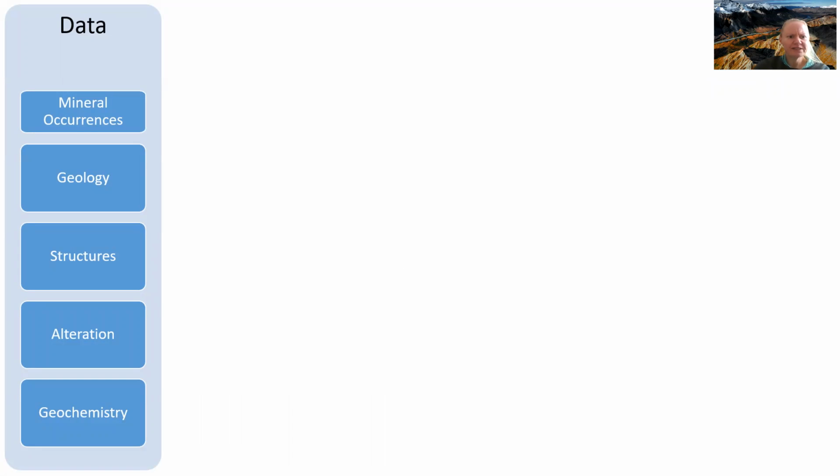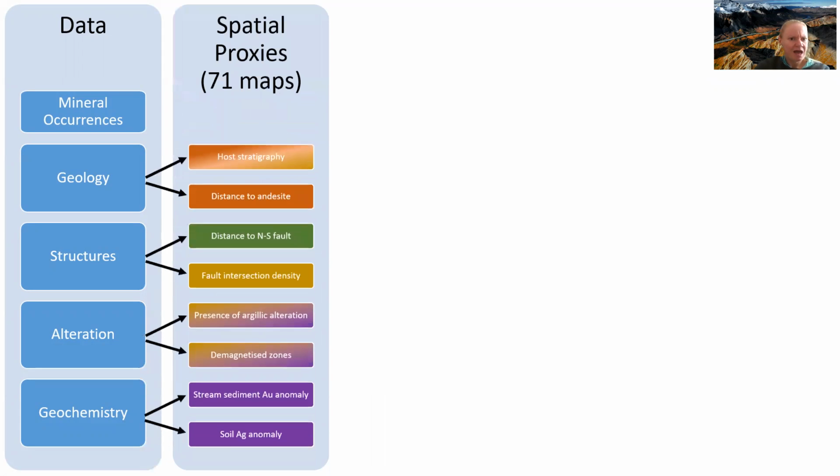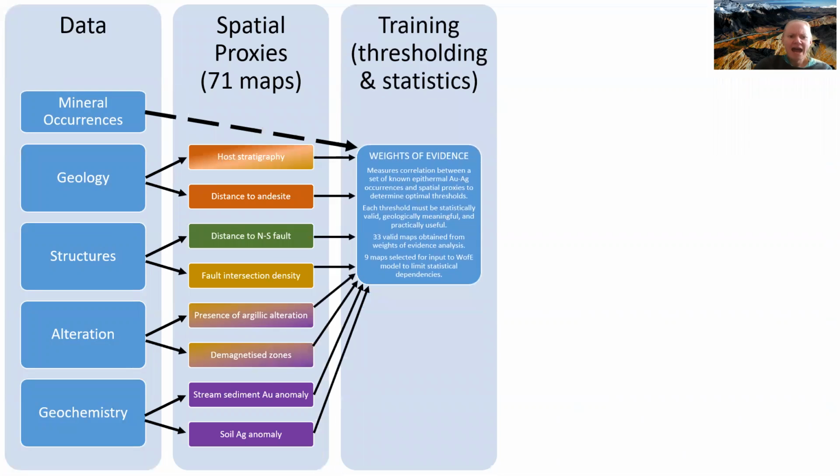So the workflow used, we start off with our original data. Obviously, this is not a comprehensive list, but it is commonly available and commonly used data for mineral potential mapping. So from our data, we mapped spatial proxies, and in this particular study, 71 spatial proxies were developed for our epithermal gold mineral system in the Coromandel. These here are coloured up by their relationship to the mineral system's processes, so source, transport, trap, and deposition. And from these spatial proxies, we can then train our models.